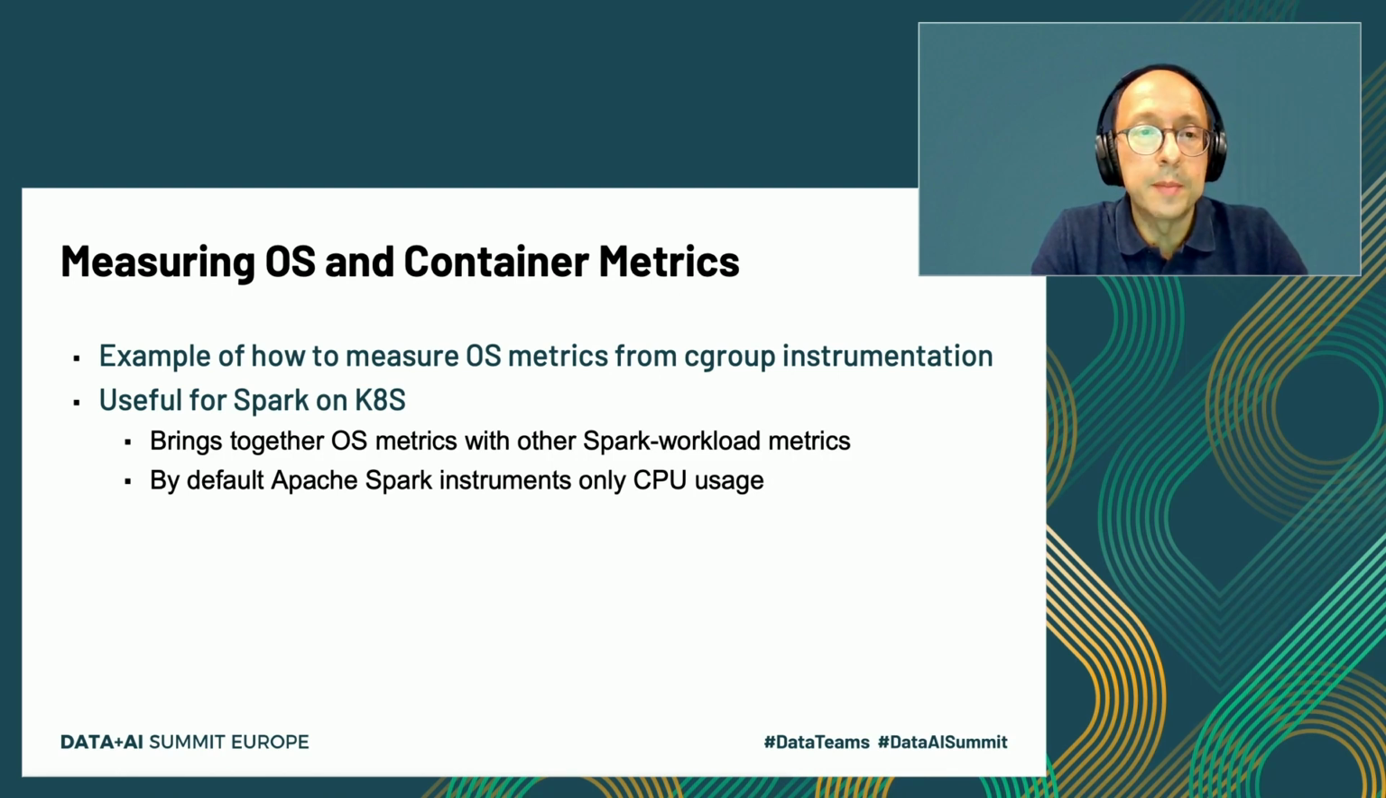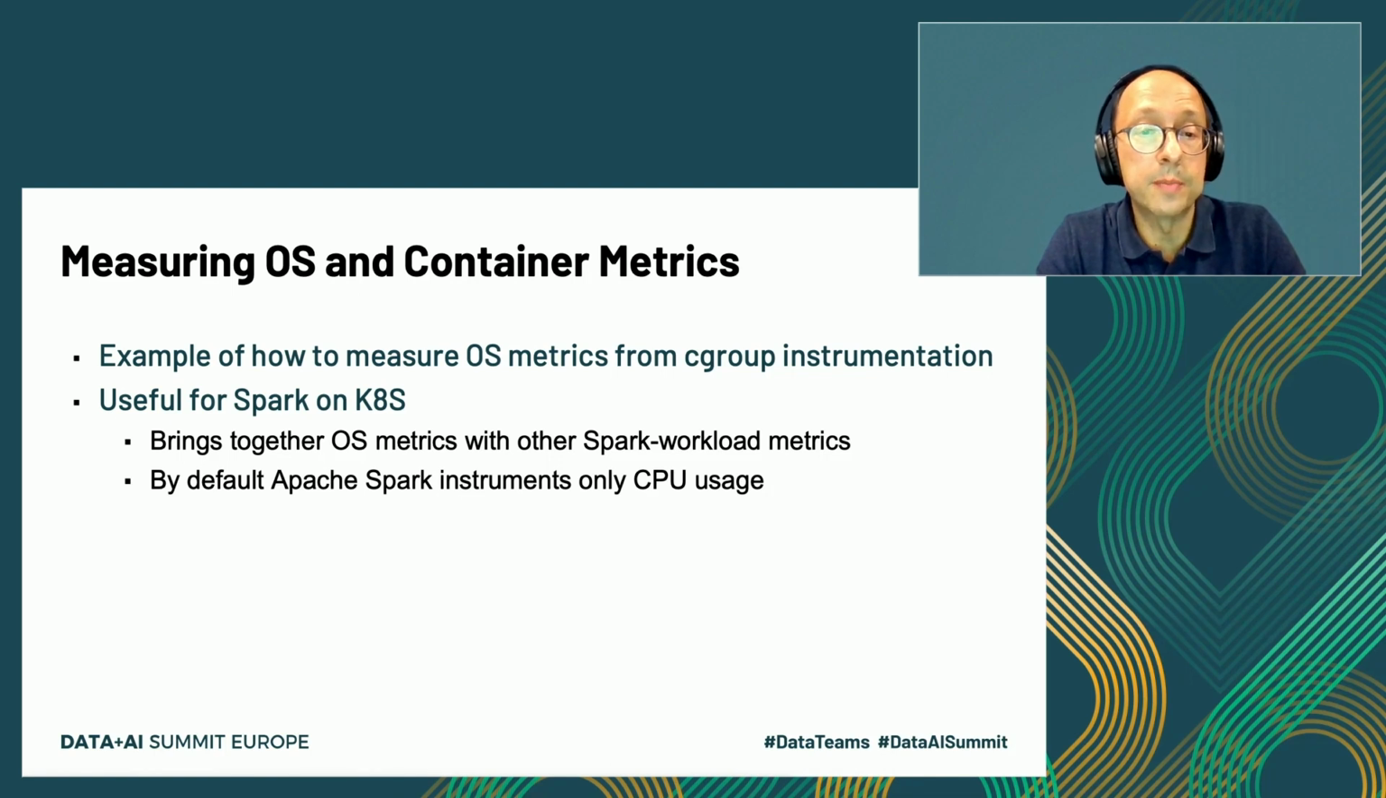In terms of useful examples, the first one that I want to talk about is how to measure container metrics, so metrics from Cgroup instrumentation. This is particularly useful for Spark on Kubernetes, which is something that has more and more adoption, also here at CERN and in the community in general. Since Spark on Kubernetes runs on Kubernetes and uses Cgroups, there is extra instrumentation that comes with it, and we can just pick it up with the plugins.